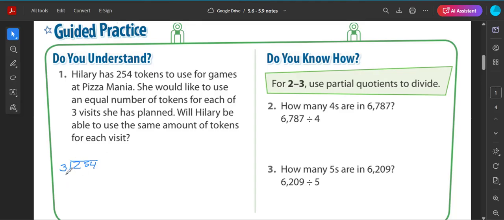So here, 3 can't be put into 2, but 3 can go into 200. So when we think about 3 times what equals 200, or 3 times what will get me close to 200, I can think about 20. Or if I want, I can combine this 25, think of it as 25 tenths, and that'll give us 250. And so now, when I think about the number 25, 3 times what is close to 25? Well, I know 3 times 8 will give me 24. So 3 times 80 will give me 240.